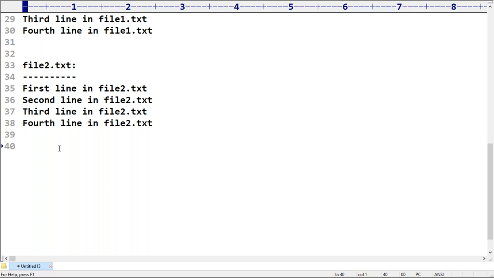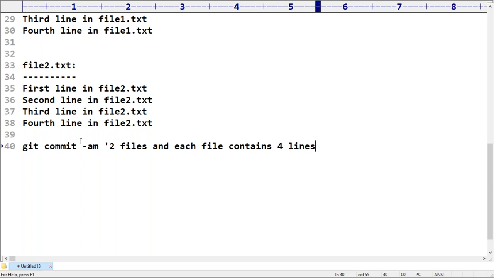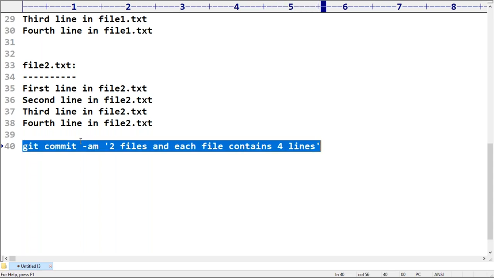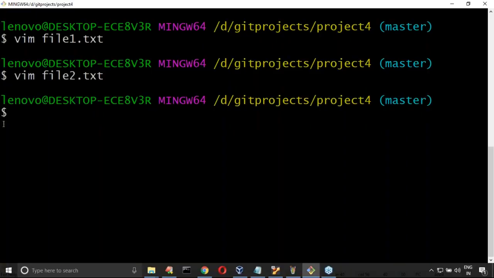Can you please tell, for the first commit I used -m. What is the command? Git commit -am. Can I use this one? Git commit -am. Here, two files, and each file contains four lines. Yes, -a -m. So directly -am. For the first commit you can combine both.